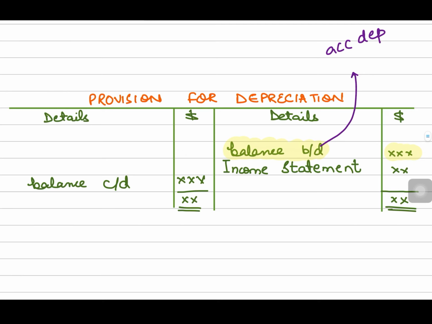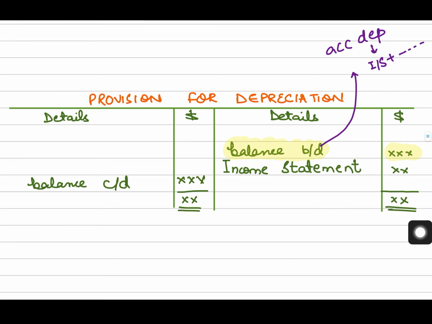And what is accumulated depreciation? We have studied as well that accumulated depreciation is the current year depreciation that goes in the income statement. Now, since this is the balance brought down, this would be the depreciation calculated at the last year end, plus all the previous years' depreciation. So, this is the balance brought down, right.